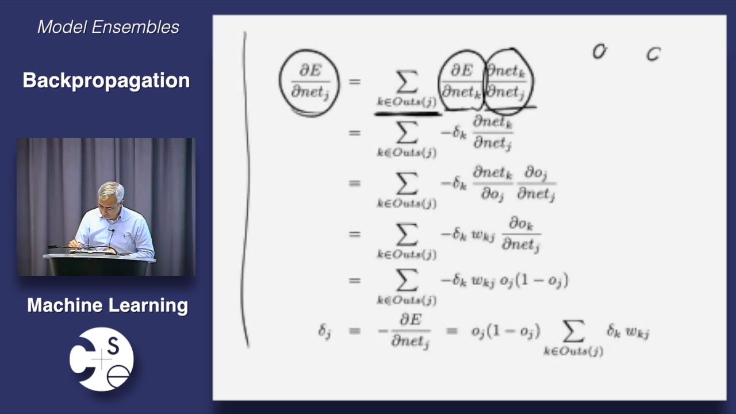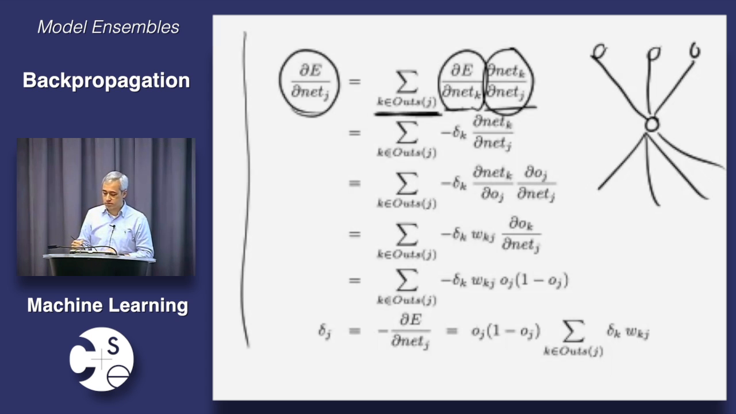So here are my outputs, and here's my hidden unit. I have weights going into the hidden unit, and then I have weights going from the hidden unit to the outputs. K is ranging over these, summing over those. But what I'm trying to do is compute the derivative with respect to one of these guys. I'm going to break that up into two pieces.